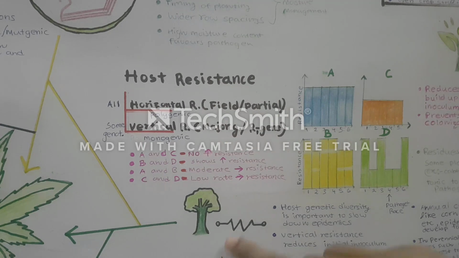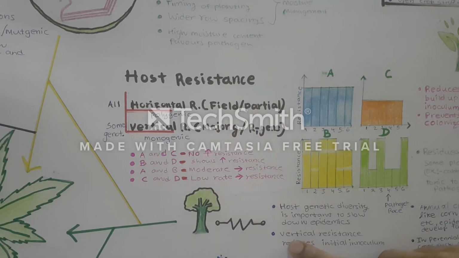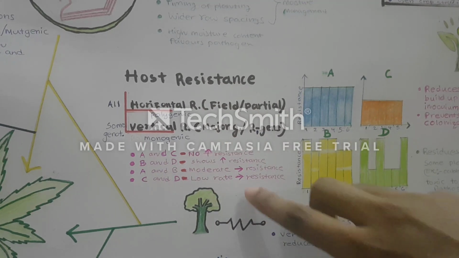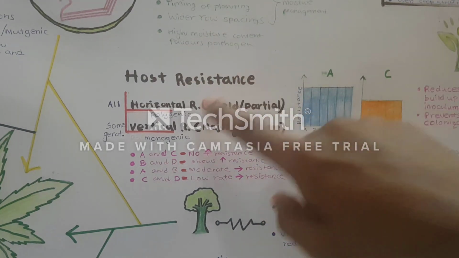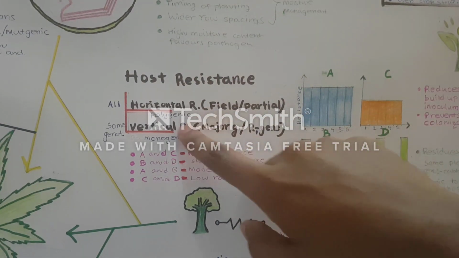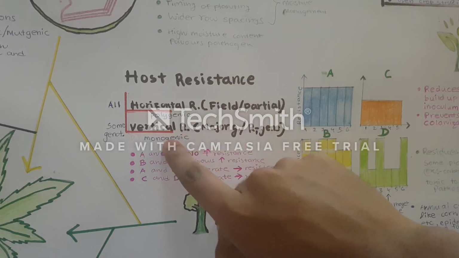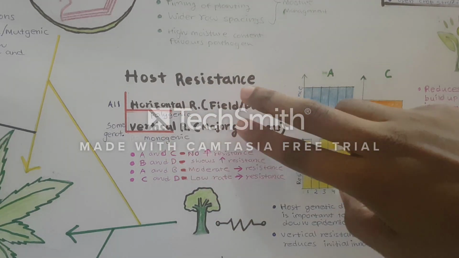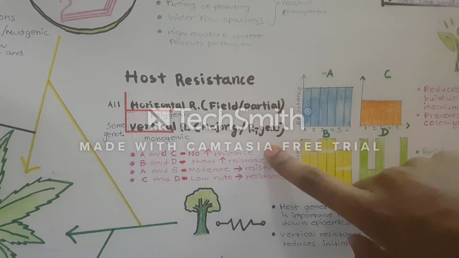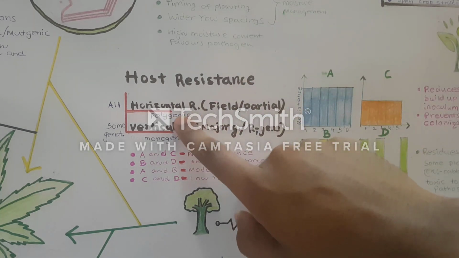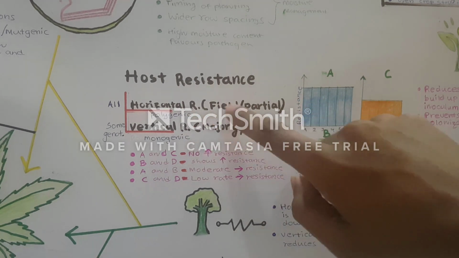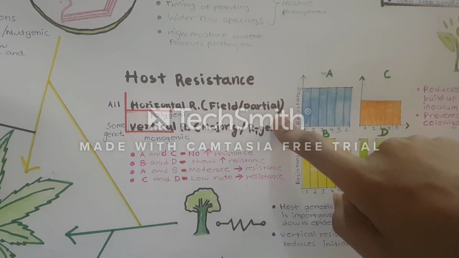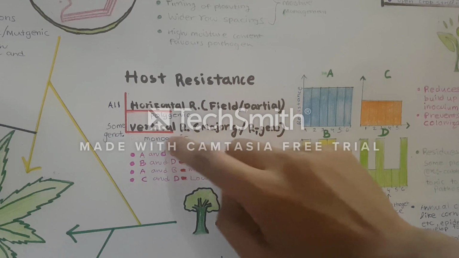So the third factor that we are going to see is host resistance. Host resistance is an important factor in disease management. There are 2 types of host resistance, which we call either horizontal resistance or vertical resistance. These are the 2 types of host resistance that can be seen in nature. The first one is horizontal resistance. In some textbooks this is called either field resistance or partial resistance. And the second is vertical resistance.